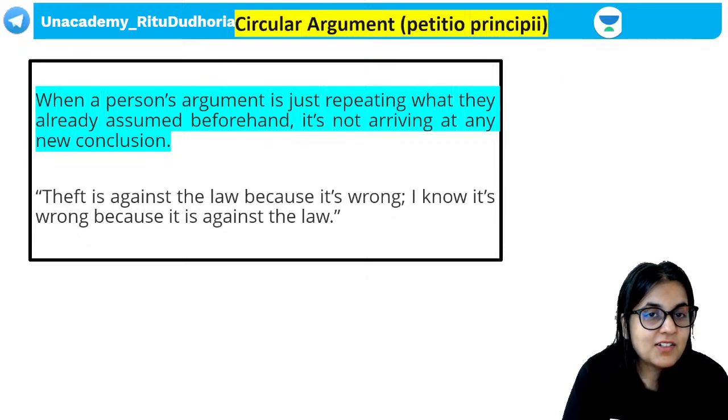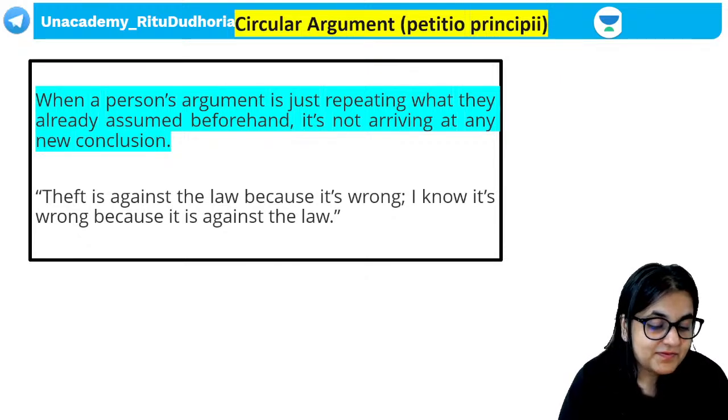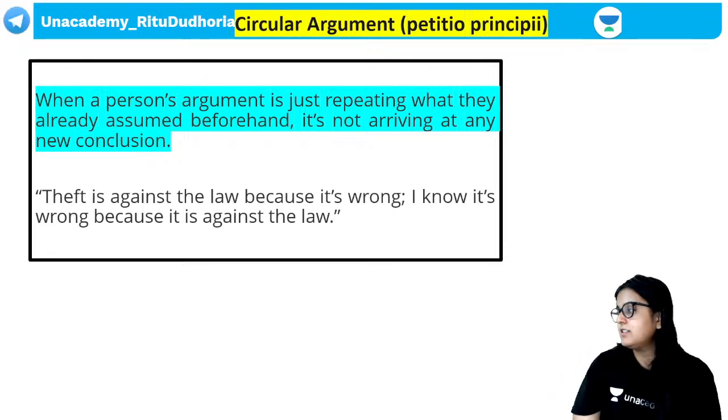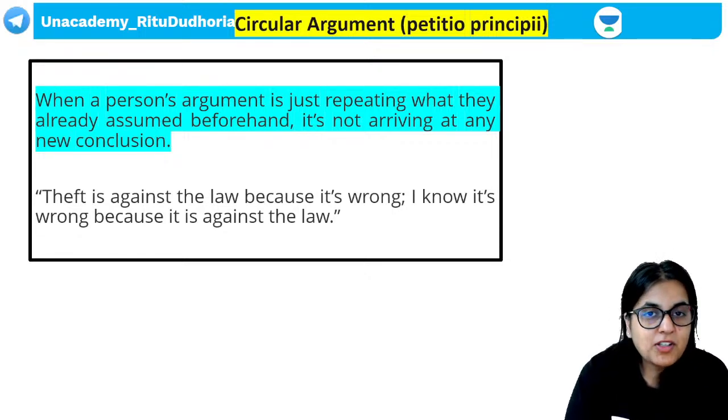Next one. Circular argument. No, Ishan, we don't. One circular argument. Go through this. Next one, guys. Come on.